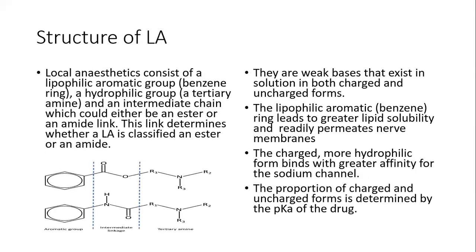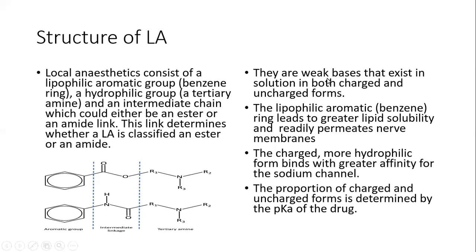And this is the structure. A local anesthetic, if you look at this diagram, has three components. It consists of a lipophilic aromatic group, the benzene group. It has a hydrophilic group, which is the tertiary amine group, and there's an intermediate chain. This intermediate chain determines the nature of the local anesthetic agent, whether it's an ester or an amide.